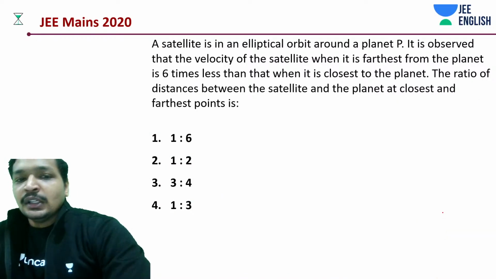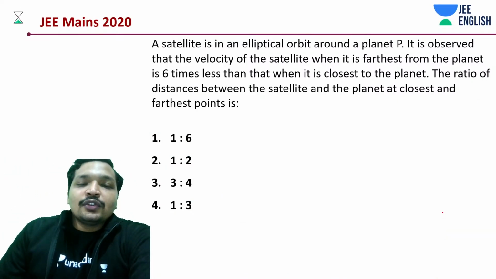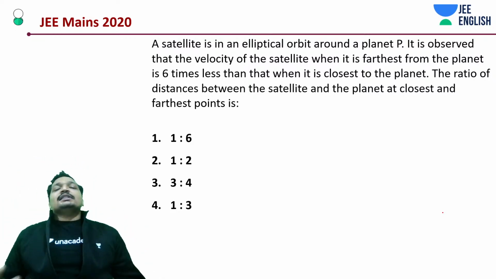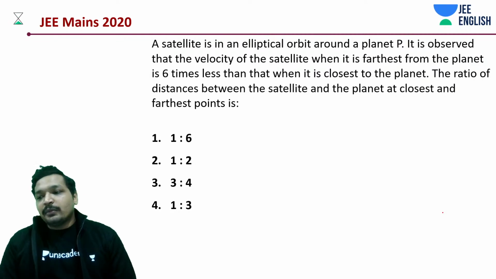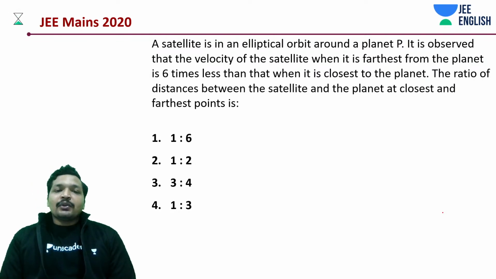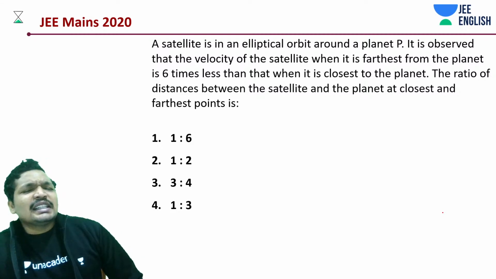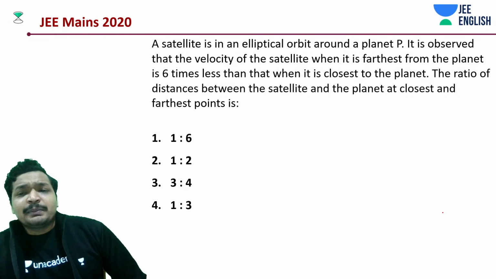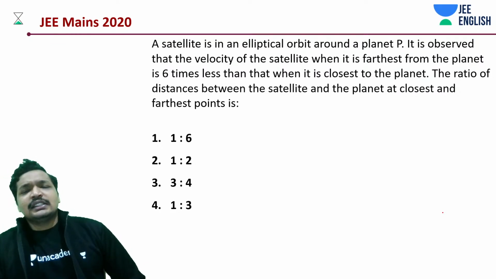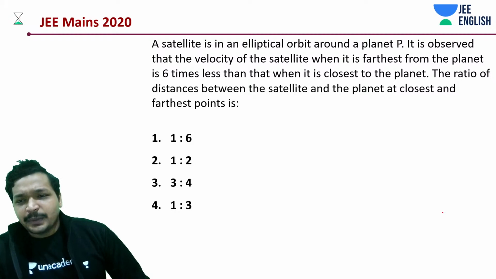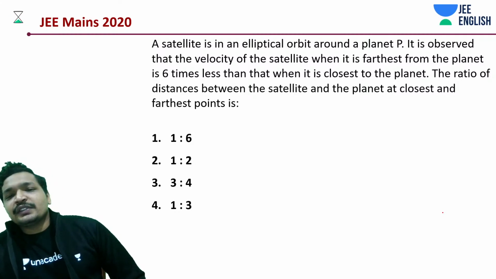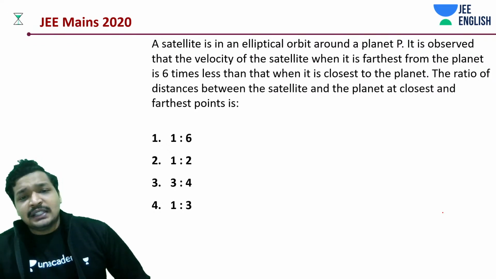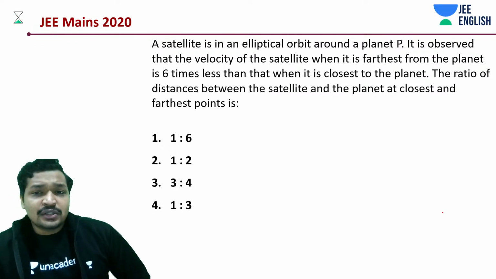Okay, so let's get into the first problem of the day. This is really a very good problem, because we might not have discussed this problem even during our concept and problem session. The thing is, there is a satellite in an elliptical orbit, moving around a planet P. Very easy question, actually. Literally, this could be the easiest question given in the paper. It is observed that the velocity of the satellite when it is farthest from the planet is 6 times less than when it is closest to the planet.